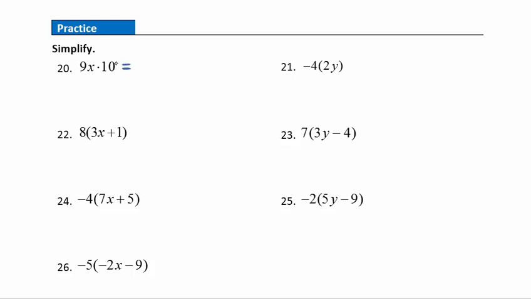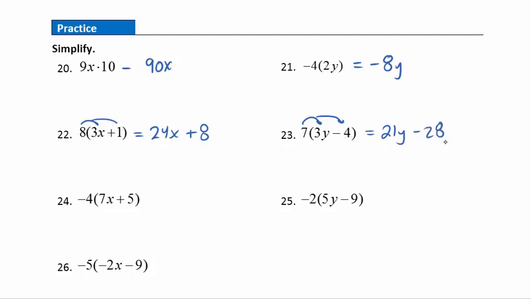All right, question 20. 9x times 10 would give us 90x. Negative 4 times 2y would give me negative 8y. Here I'm distributing a positive 8, so that will give me positive 24x plus 8. 23, I'm distributing a 7. So 7 times positive 3y will give me a positive 21y. Positive 7 times a negative 4 will give me a negative or minus 28.